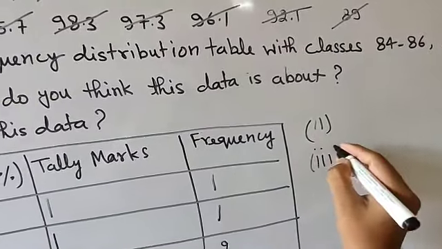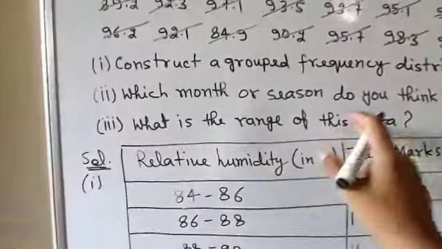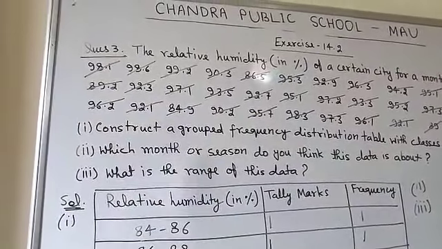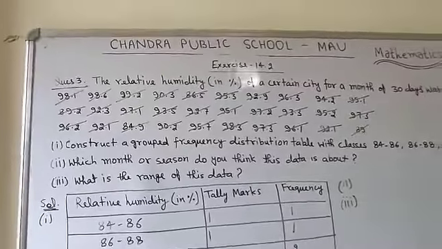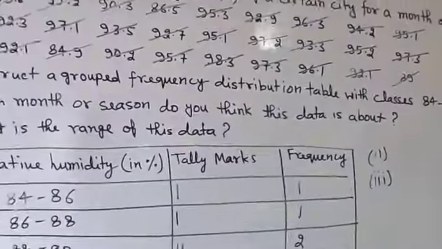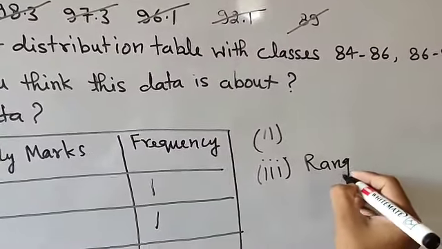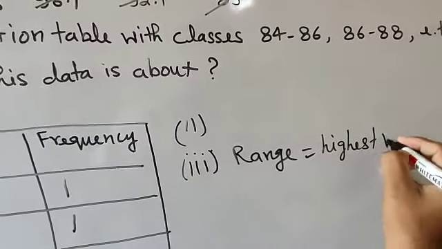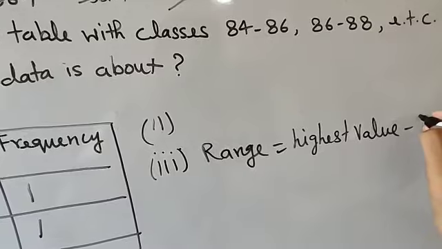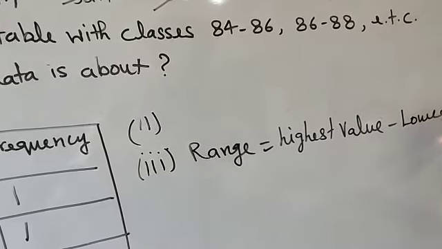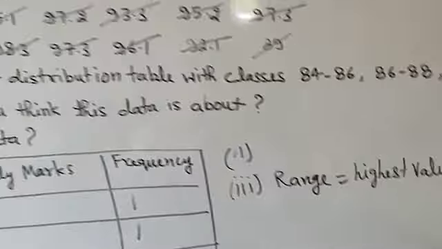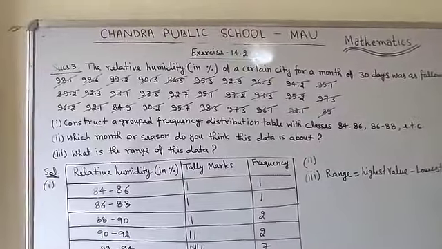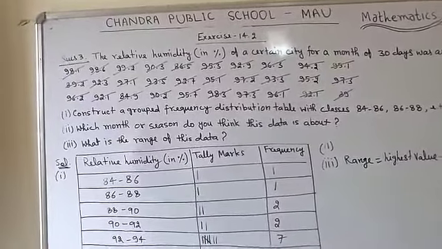Now third, it is asked what is the range of this data. So students, I had given one of the formulas in the very beginning of this chapter when I had given the certain definitions. There I had explained what the range is. So again I am going to explain. If you are going to find the range of the data, range equals highest value minus lowest value. So whatever the relative humidity is given there, you will find the highest relative humidity and the lowest, and the difference of both will be the range of the data.